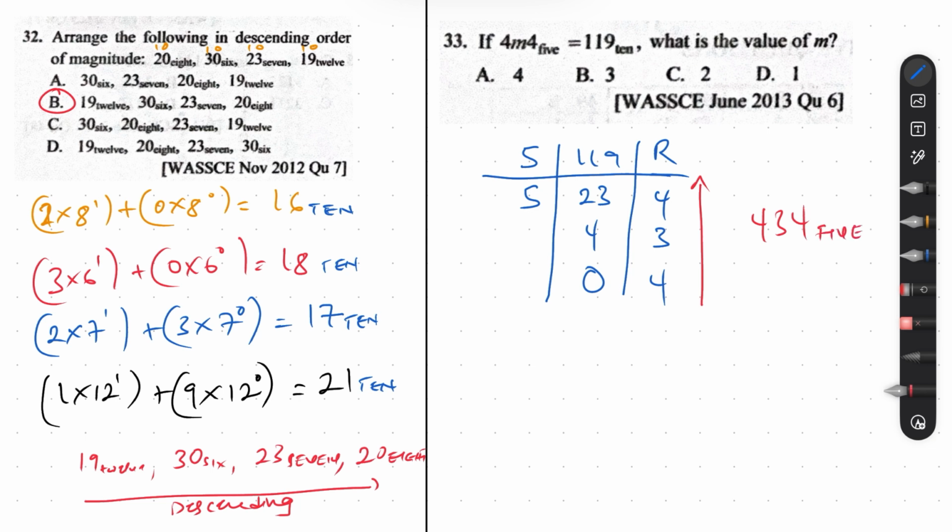So now in our question, we are supposed to find what? m, which is the middle number of our answer, our solution, which is 3. So m is equal to what? 3. Okay, m is equal to 3.